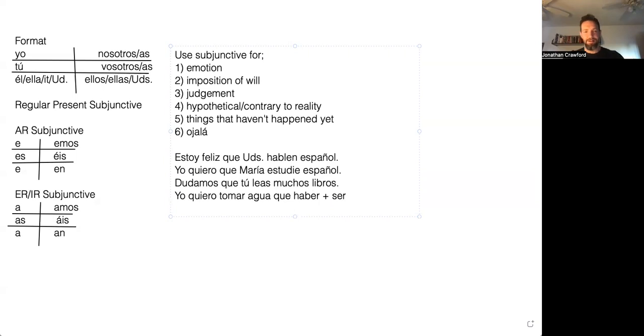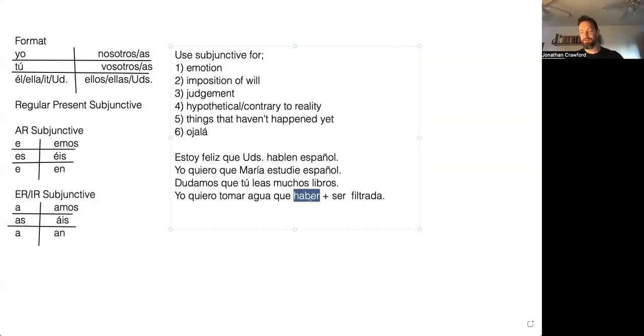Yo quiero tomar agua que haber ser filtrada. Filtrada. I want to drink water that has been filtered. So, haber is the verb that needs to be conjugated to the subjunctive. Haber is an ER verb. But guess what? This is an irregular verb. See, I love throwing these curveballs in here. So it'll be haya.